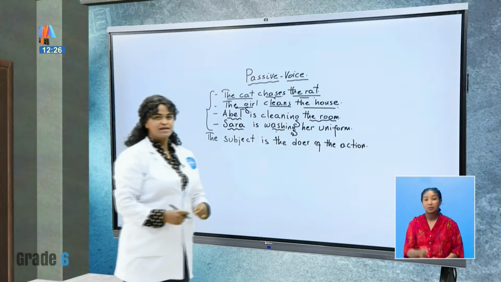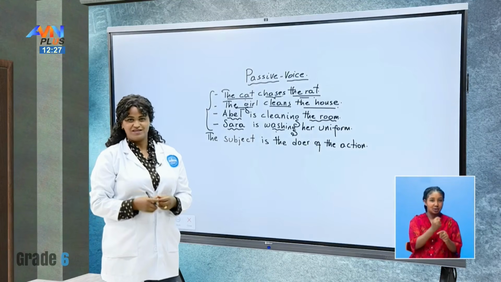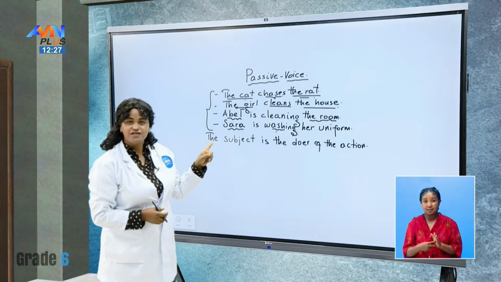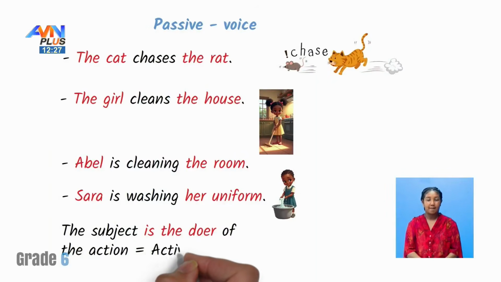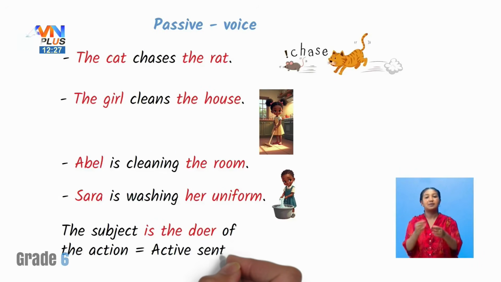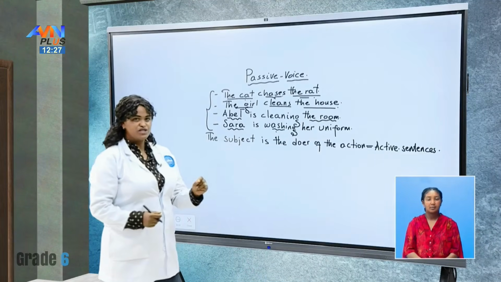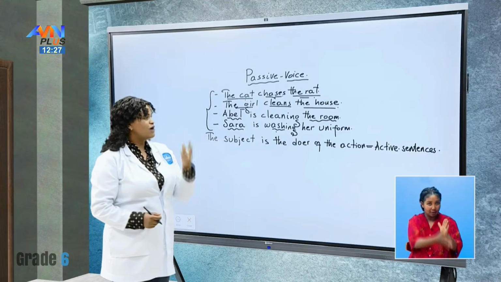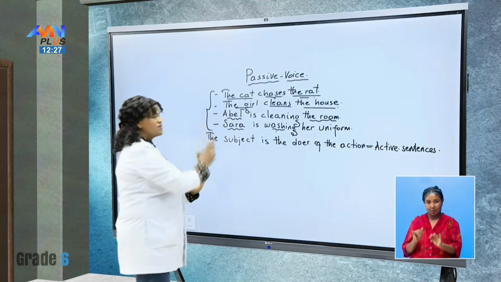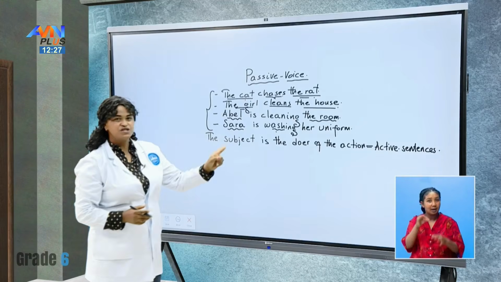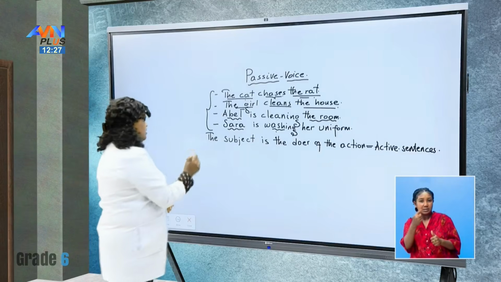What did I say? Let me repeat it again. The subject is the doer of the action. That means active sentences. Active voice or active sentences. Okay. The subject is what? The doer of the action. Now let us see. I'm not going to use a different sentence, just this one. Let's go to the first one. The cat chases the rat. But I would love to begin my sentence by saying the rat. All right? Look, the rat.